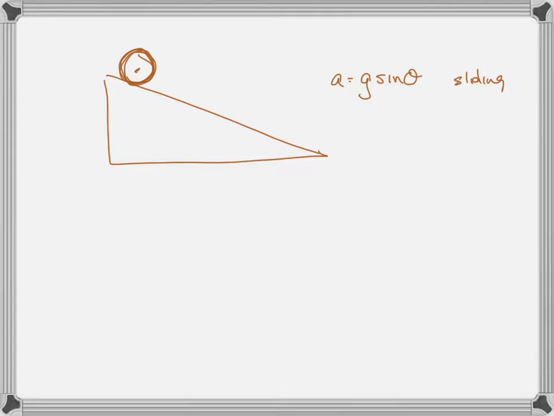If it's rolling without slipping down the ramp, we have to do a little bit more analysis. Therefore we're adding friction. So let's draw a free body diagram. We've got the frictional force. If it's rolling without slipping, there's got to be frictional force. The normal force and the gravitational force, mg. So there's an additional force that changes the acceleration of the body.